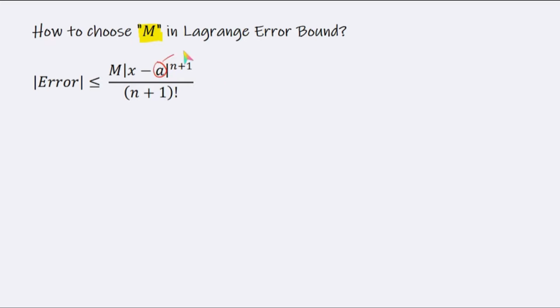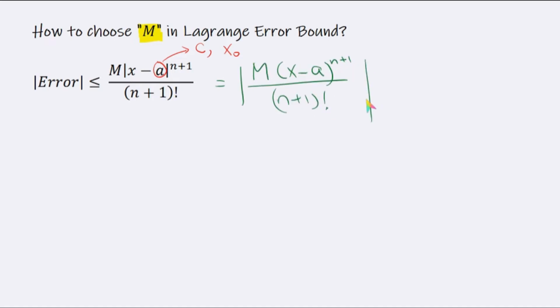Just a quick recap, a is the center of the Taylor series, so sometimes people also use the notation c or x sub 0. Sometimes instead of putting the absolute value around x minus a, people just put the absolute value around the whole thing on the right side instead. n is the degree of the Taylor polynomial.